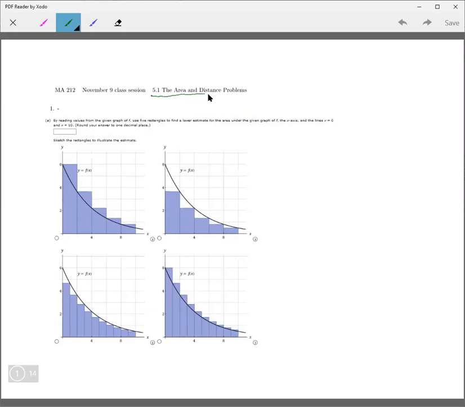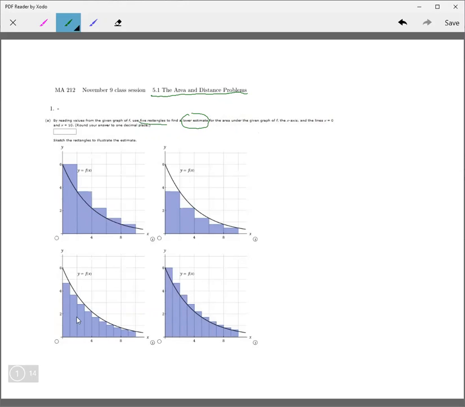We're going to look at the area and distance problems. Basically, we're trying to find the area under a curve. In the drawings of this multiple choice exercise, we have the same curve in all 4 drawings, and we're trying to estimate it using rectangles. The instructions say, by reading values from the given graph of f, use 5 rectangles to find a lower estimate. So the key here is a lower estimate with 5 rectangles.